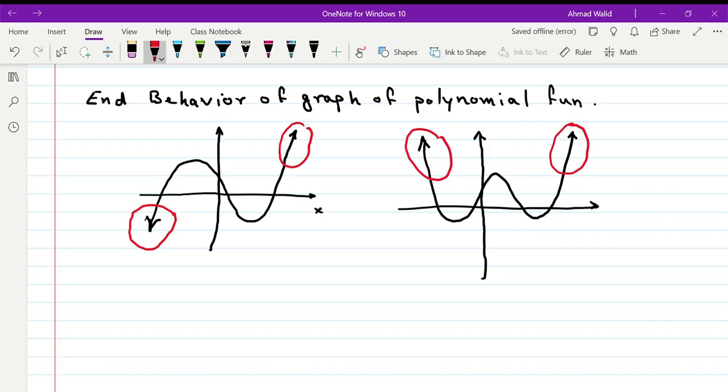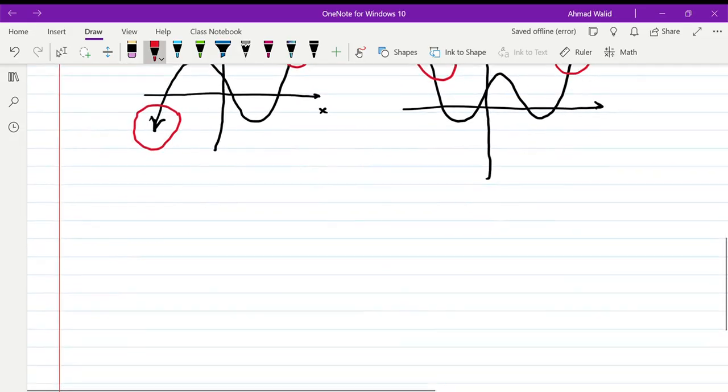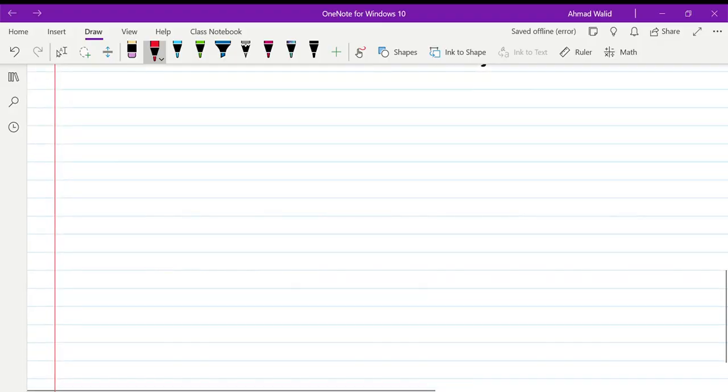Now, the end behavior of the graph of a polynomial function directly depends on the leading coefficient and the degree of the polynomial function. How? I'll explain here in 4 separate cases for you. Correct? Case number 1.